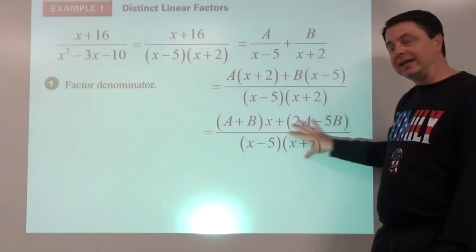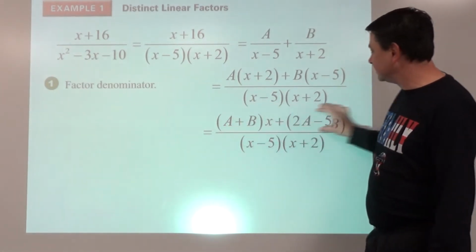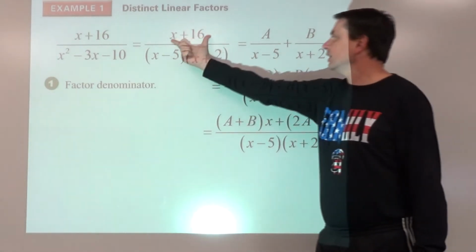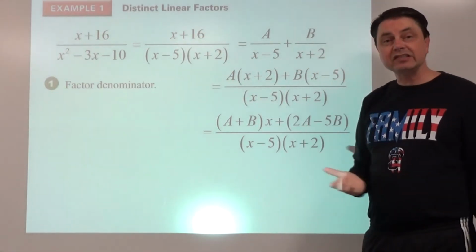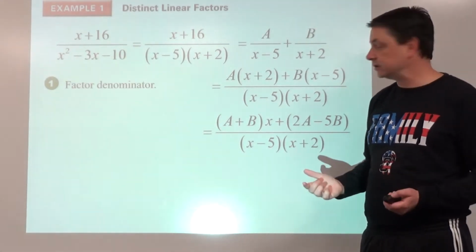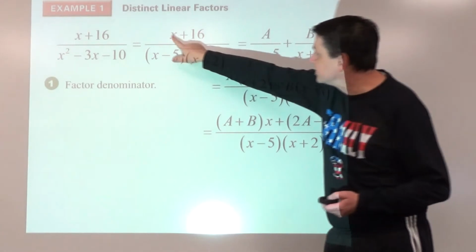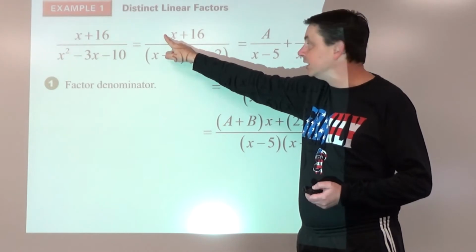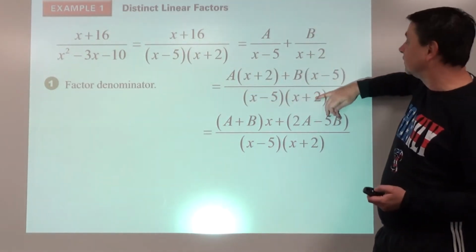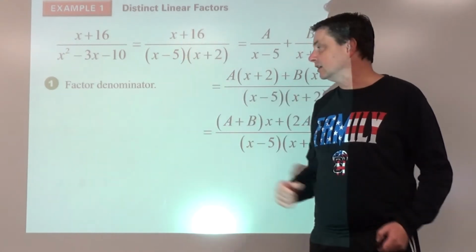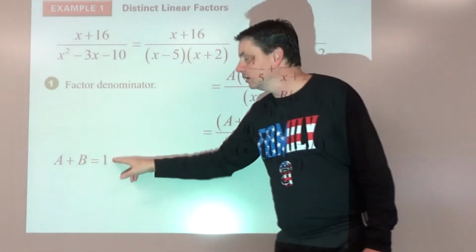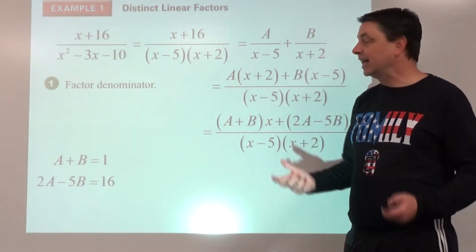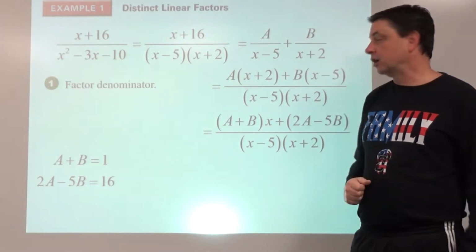We don't really need to write this all out. We could have just written this and have that equal to x plus 16. Numerator equals numerator. And then the system becomes based on the coefficients. The coefficient of x here needs to equal the coefficient of x here. A plus b has to equal the 1 here. The constant, 2a minus 5b, has to equal the 16. So there's our x equation for our coefficients, and there's our constant equation. We now have a system of equations, and we're going to solve that.